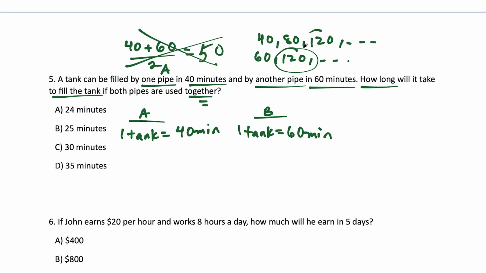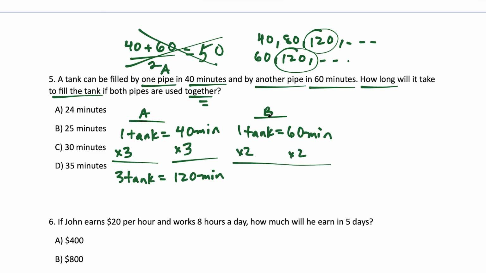So notice that 120 is the first place that these two times match if I were to just find common multiples here, or in this case, the least common multiple. So what I'm going to do is multiply both sides of this equation by 3. And this tells us that pipe A could fill 3 tanks in 120 minutes. And over here, if I multiply both sides by 2, I have that pipe B could fill 2 tanks in 120 minutes.